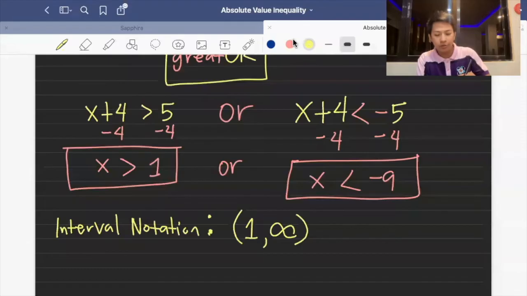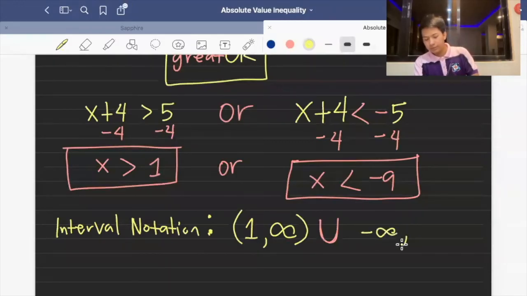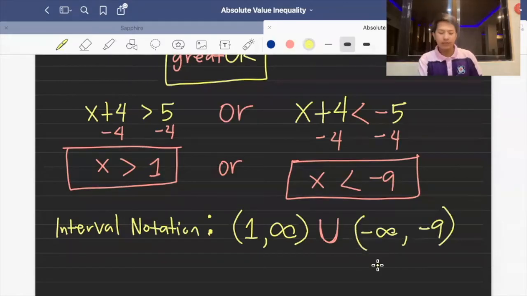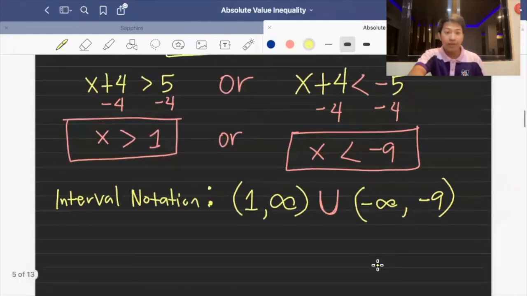And this is OR, so union. We're going to use this U as a symbol of union. And X is less than -9. No? X is less than -9. Therefore, this is from -9 up to -infinity. Do you have any question so far for the interval notation? None? Then let's proceed to graph. Let's graph this solution set.